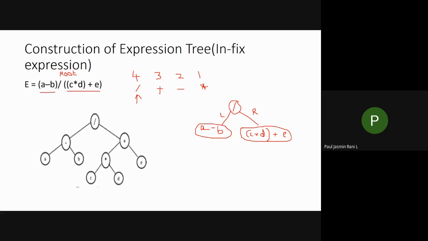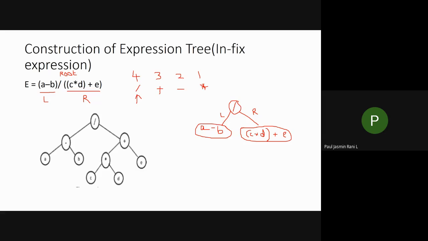First I identified the least priority operator in your infix expression. Then I classified my expression as left and right. So this one is your left and this one is your right. Can you follow this one? So this slash is over and I constructed the tree like this.